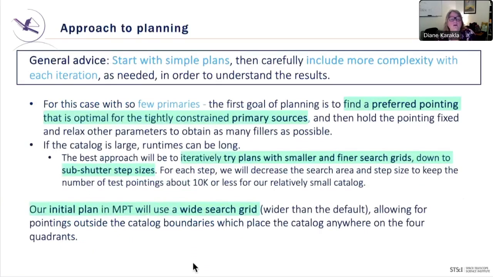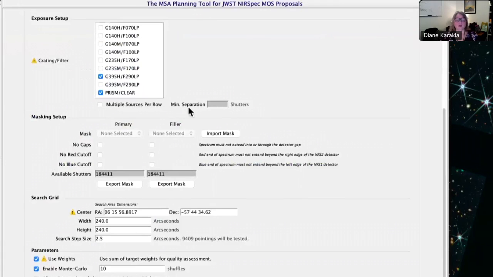So my general advice is to start with simple plans and then include more complexity with each iteration. That's usually what I'm going to try to show here. And this case has very few primaries. So the first thing I'm going to do is really try to use a tightly constrained shutter centering. And I'm going to try avoiding doing this tuning here right now. I'm avoiding using the masking.